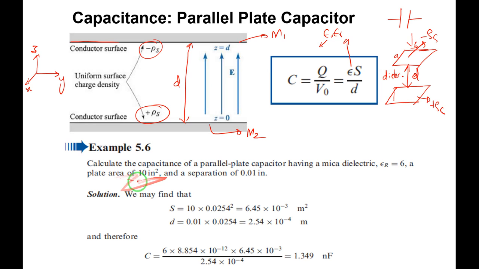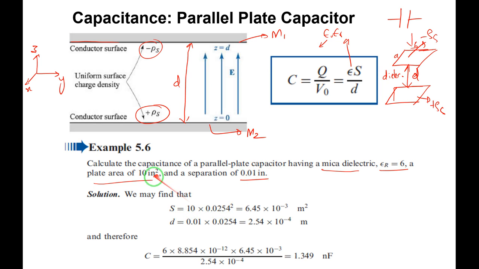This is a simple example based on the formula epsilon S by d, so I will not concentrate much here. Calculate the capacitance of a parallel plate capacitor having mica dielectric. They have given that its dielectric constant is 6, the plate area is 10 inch square, and the separation between them, d, is 0.01 inch. In this problem, conversion into meters is important. Everything should be in meters.